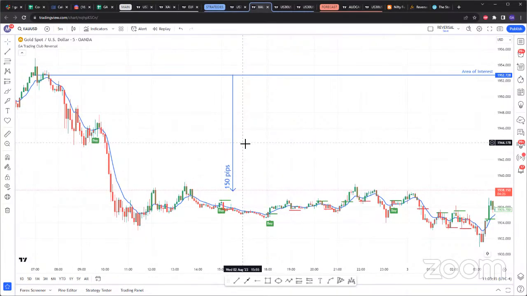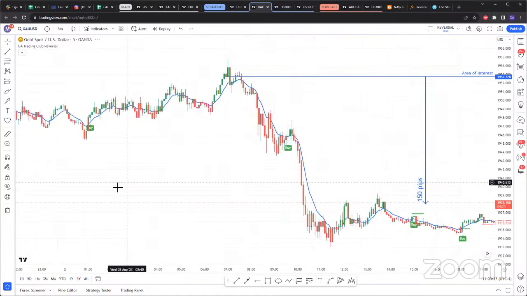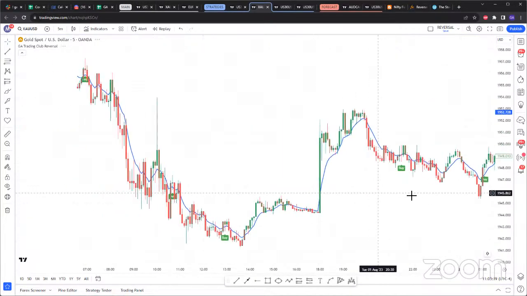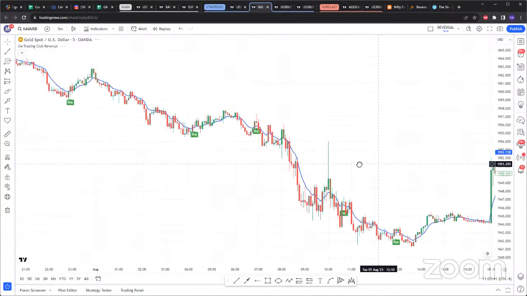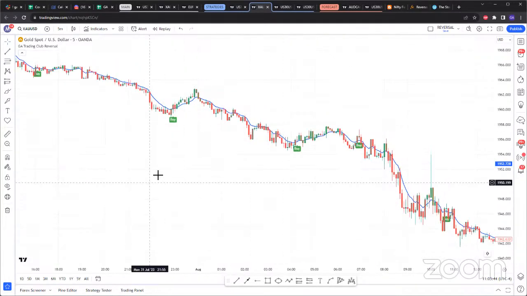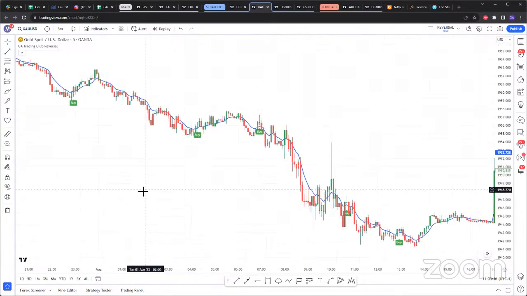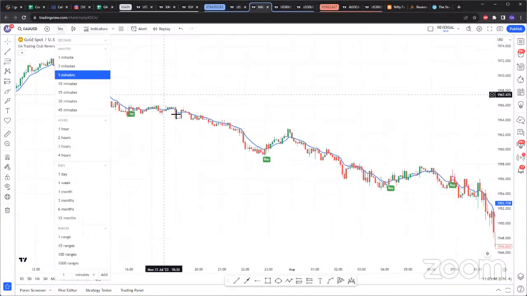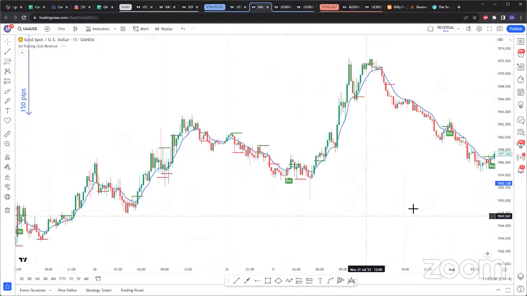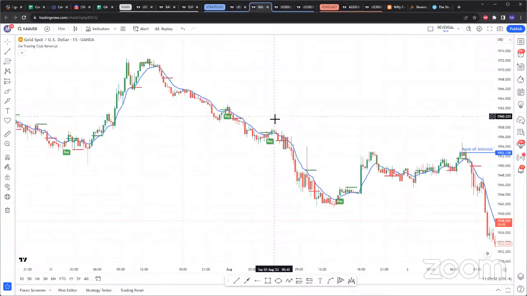What happened the day before again? The day before was nothing, right? I mean, there was a major downtrend on gold, but I don't see any trend on the 5-minute here. Maybe on the 15-minute there was a trend. Yeah, there was a downtrend here.